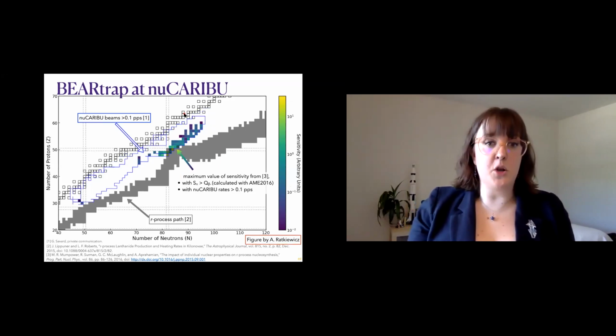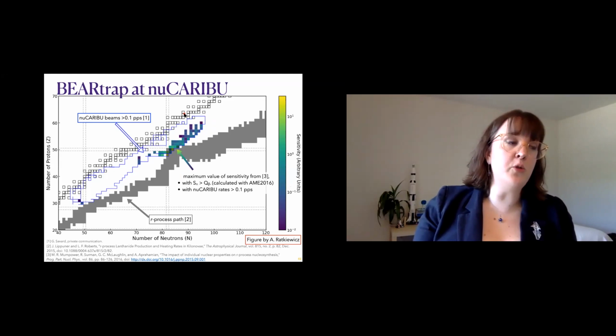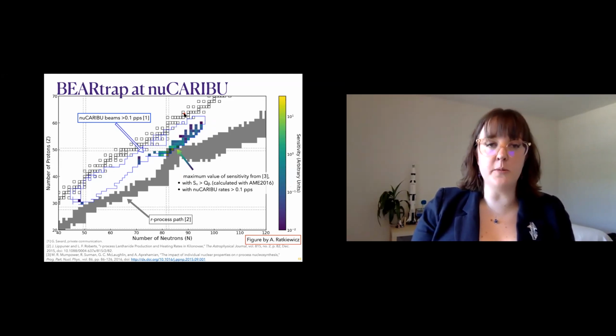When new CARIBU comes online, so new CARIBU, if you don't know, CARIBU is a Californium fission source.